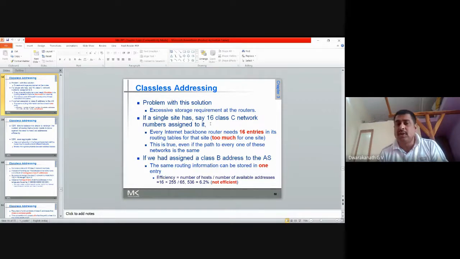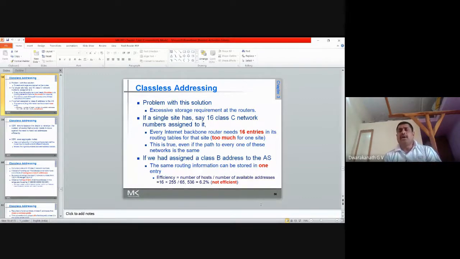This is true even if the path to every one of these networks is the same. So whatever a switch or a router is connected to, everyone should be there, all 16 LANs should be there as participants in that particular thing, right?